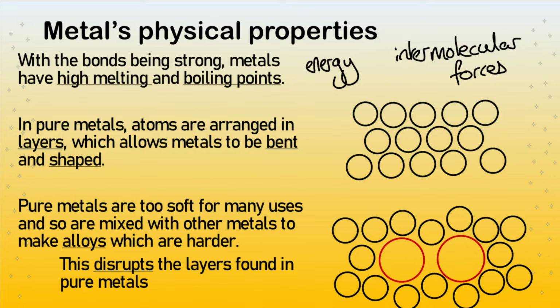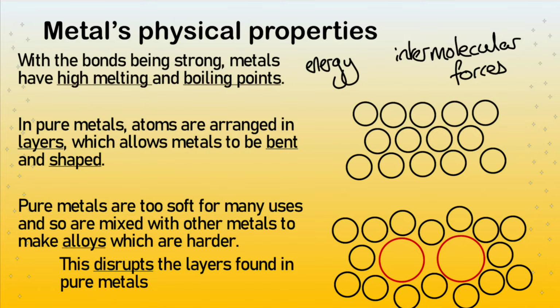And what those layers will do, as you bend a metal, is move past each other. And that causes the metal to be bent. The actual metal itself is strong, but it can be bent, it can be shaped. Another word that we might use is malleable, but bent and shaped in this case is fine.